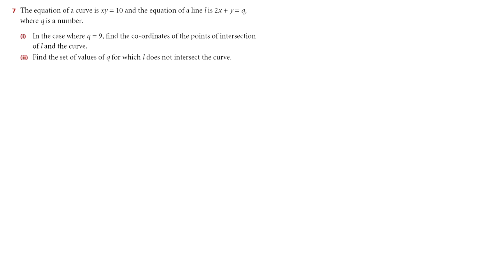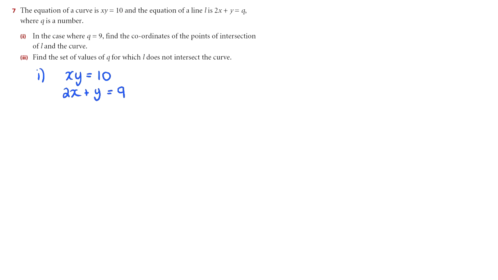So for this question, we're given two functions, xy equals 10 and 2x plus y equals q. q is a number. Part 1: in the case where q is 9, what are the coordinates of the points of intersection of the line and the curve? All right, so to do this, we're solving simultaneous equations. The first one, xy equals 10, and the second one, 2x plus y equals 9.